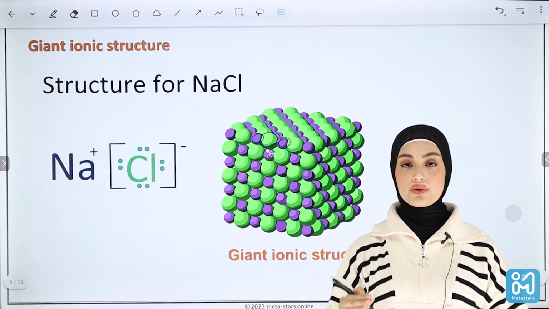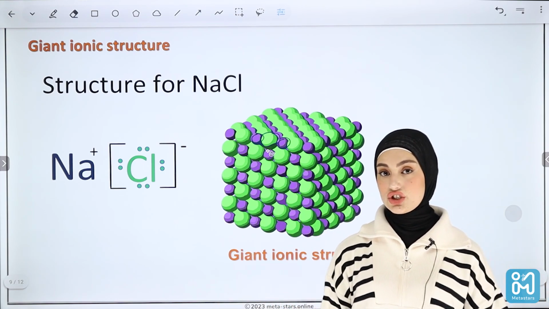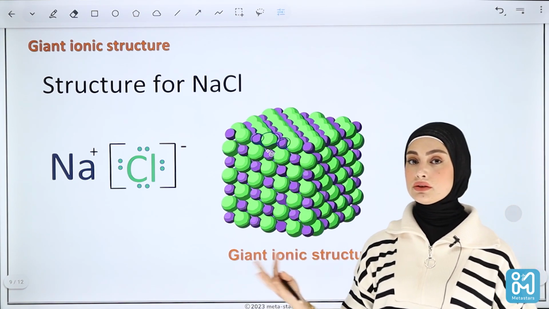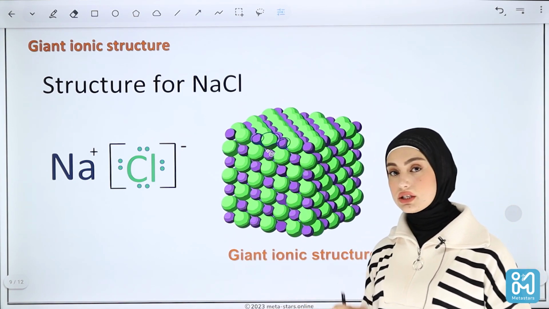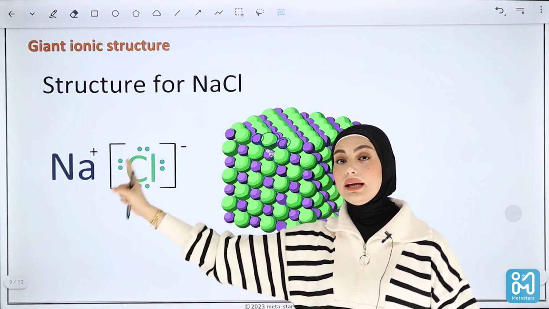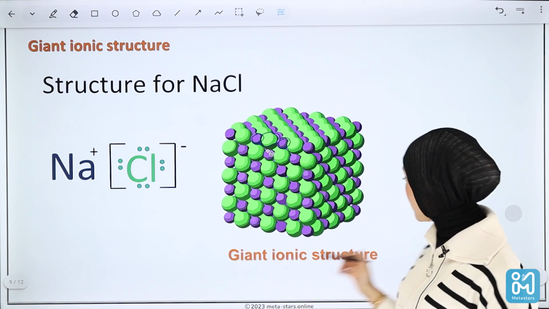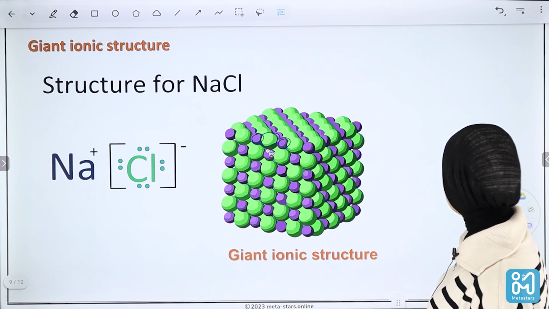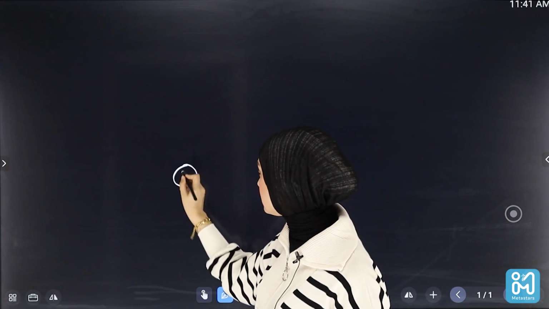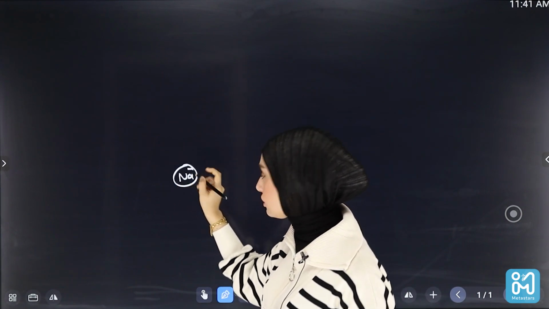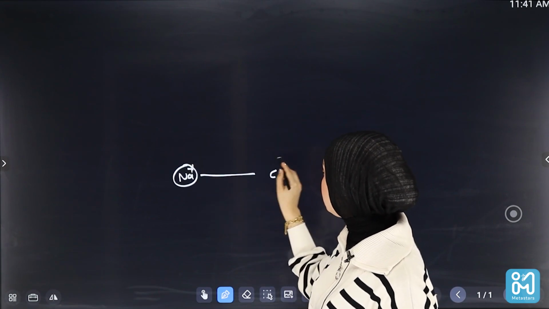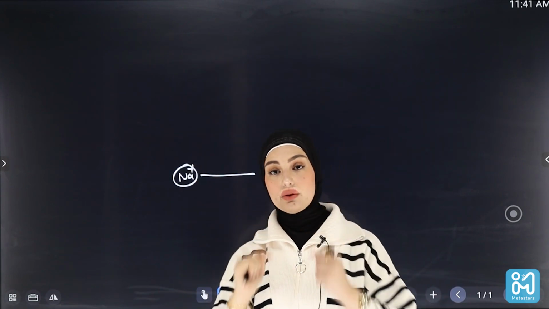When we are talking about ionic compounds, ionic compounds will form something called a giant ionic structure. So always you're going to see something like these crystals. We call them giant ionic structures. Why do ionic compounds like sodium chloride have these structures? Again, sodium and chloride attract by means of electrostatic attraction. So this is the sodium ion, and this is the chloride ion. They're going to attract each other.